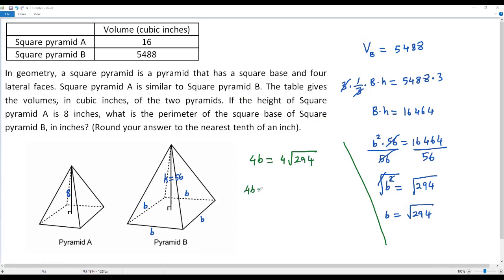Okay, now what we can do is find the value of the square root of 294 using a calculator. Then it has to be multiplied by 4. So when I do so, I'm getting 68.5857, and it's a long decimal. It keeps going on. According to the instruction we have over here, we have to round our answer to the nearest tenth. So we have to round this value to the nearest tenth. Then I'm getting 68.6. Therefore, the perimeter of the square base of square pyramid B is about 68.6 inches.